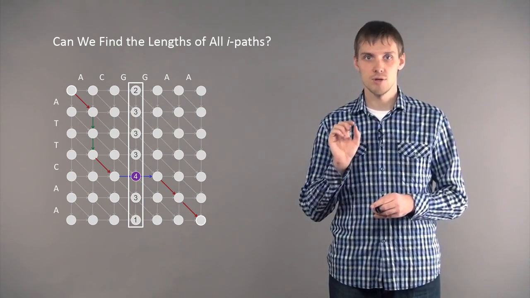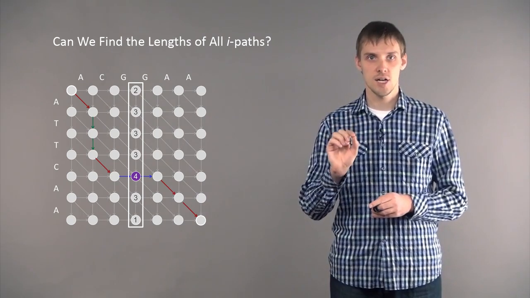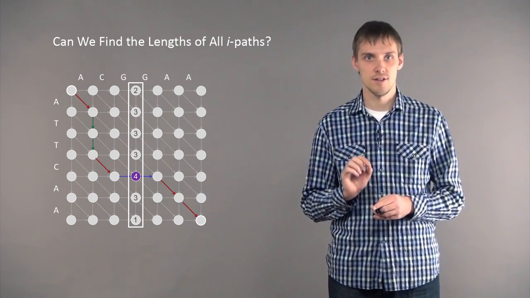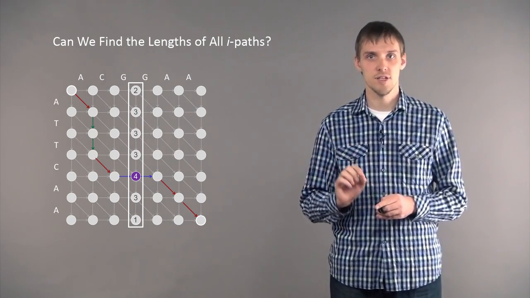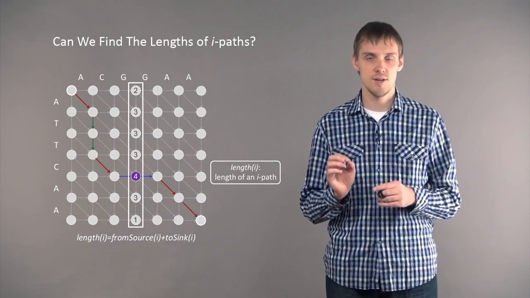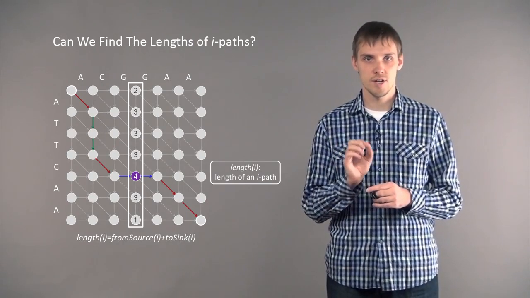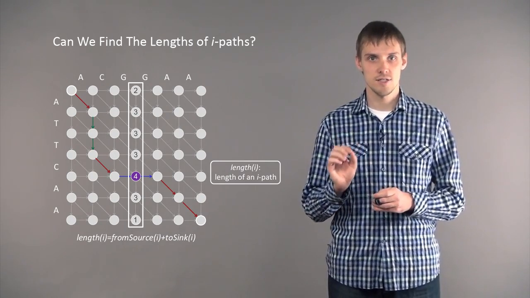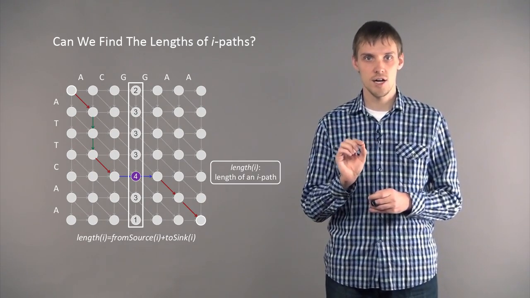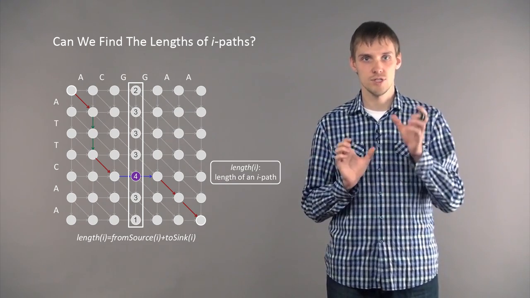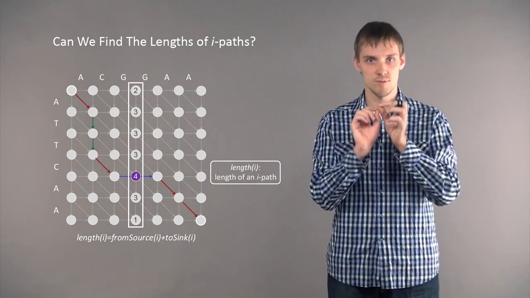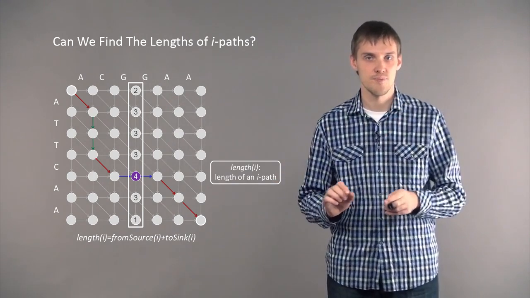And 4, our middle node, is the maximum in this vector of lengths of i-paths. The length of the i-path, which we will write as length(i), consists of source to i and i to sink, which are the two parts of our path: from the source to this node and from this node to the sink.